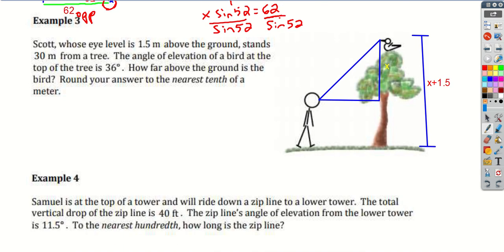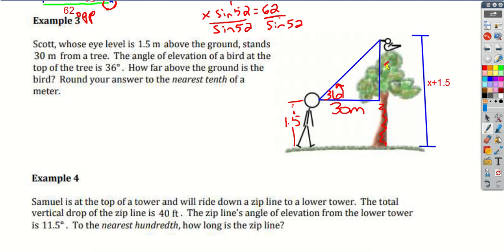Scott, on the next question, is walking 30 meters from the base of a tree. Now his eye level is 1.5 meters above the ground here. So when he's looking, he's going to go ahead and look up, forming that angle of elevation. So that's 36 degrees. We're eventually going to be able to figure out how high the bird is from his height, but then we have to make sure we add on that missing distance from his eyes to the ground here.